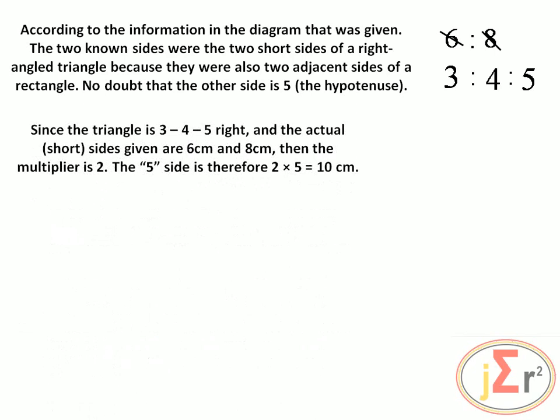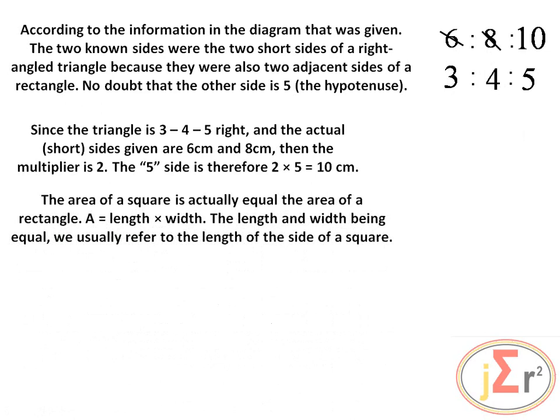Since the triangle is 3, 4, 5 right-angled, and the actual sides given, the short ones, are 6 centimeters and 8 centimeters, then the multiplier is 2. The 5 side is therefore 2 multiplied by 5, which is equal to 10. So we see that these reduce to 3, 4, which is what we want. But the multiplier is 2. 3 twos are 6, 4 twos are 8. So the other one has to be 5 twos, 10.